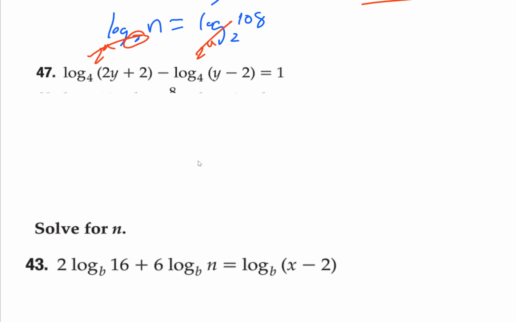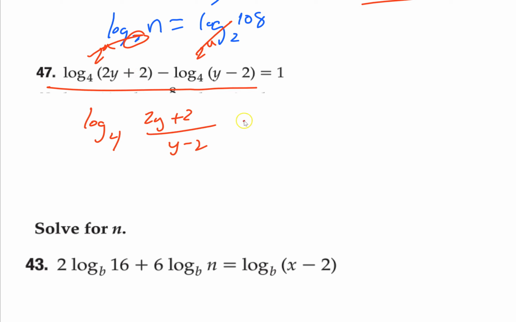This one right here. Right? What's going on here? The last one of solving, that's all those. Remember, we got to condense it first. First thing we do is condense. Minus means divide. So it's going to be like log base 4 of this thing over this thing equals 1.